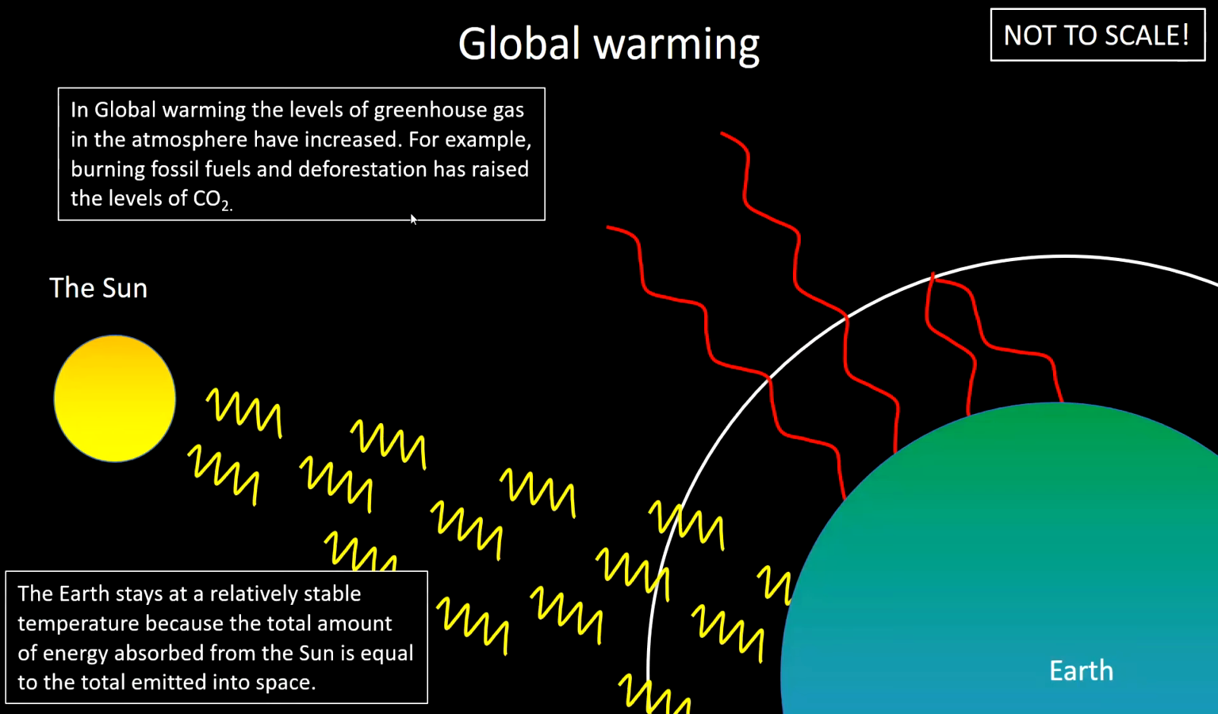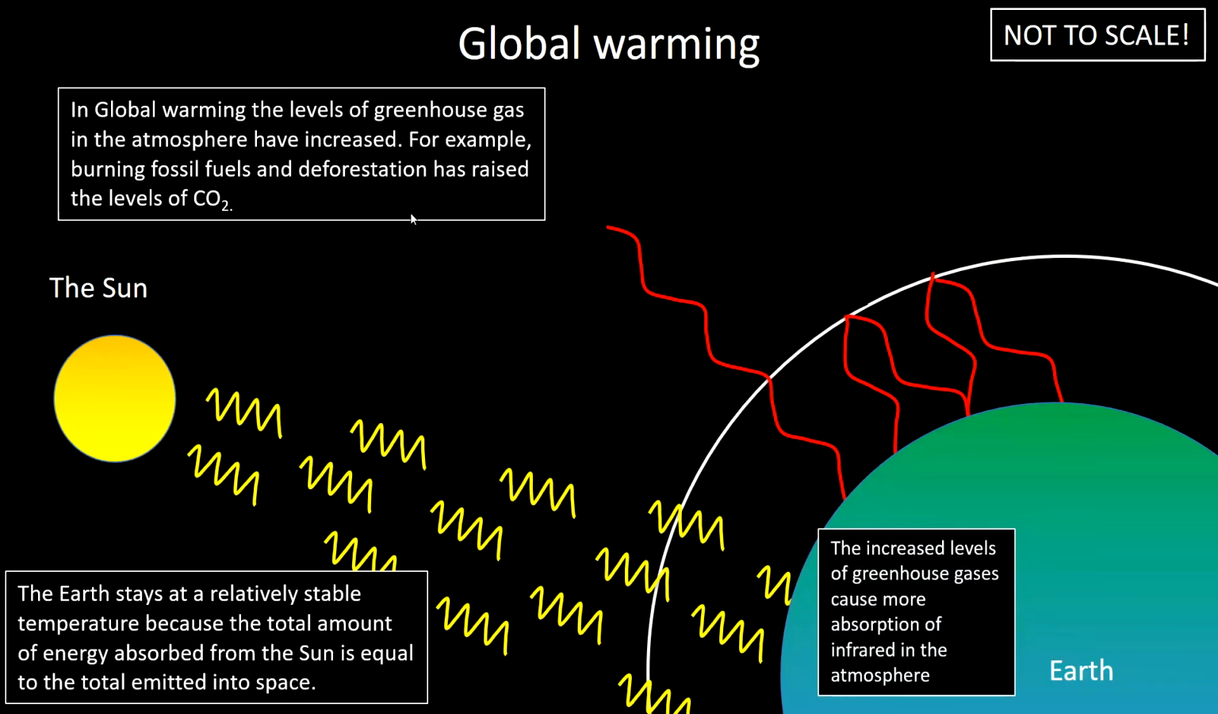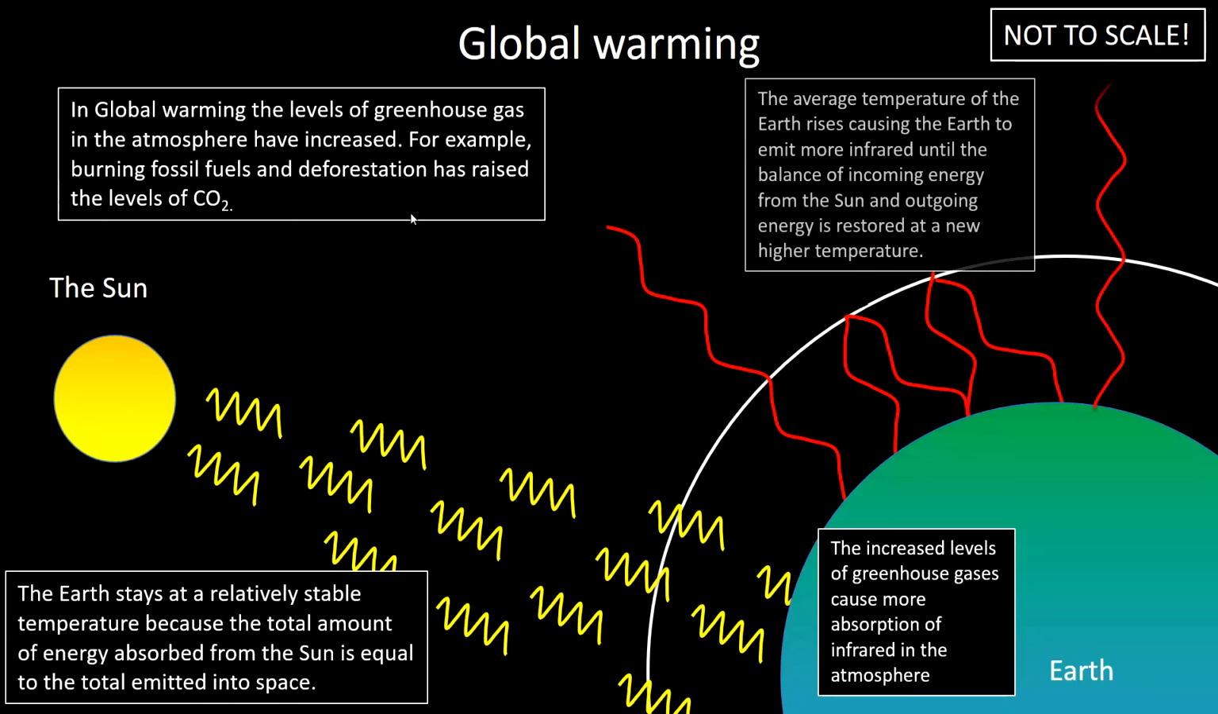Well, as we've said before, the Earth's temperature is stable because the incoming and outgoing radiation are kind of balanced. But if we mess about with the atmosphere, then we trap more infrared. So an increased level of greenhouse gases causes more infrared to be trapped. So you can see that it's not escaping into space. And what that will do is it will raise the temperature of the Earth.